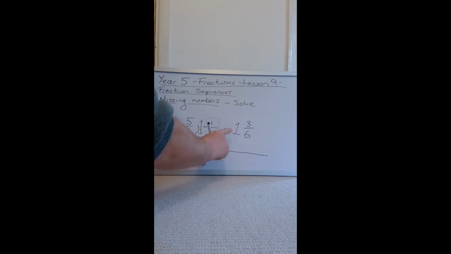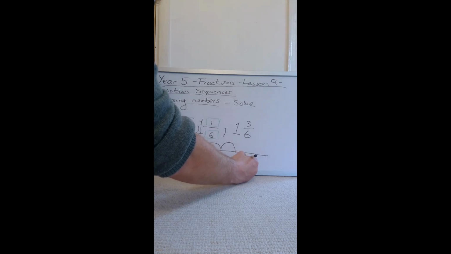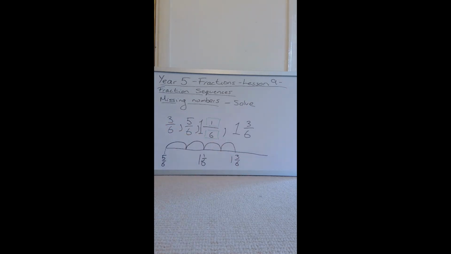And then if we're correct, and we want to double check, 2 more jumps should take us to 1 3/6. Which goes from 1 1/6 to 1 2/6, and yep, 1 3/6. So we're definitely correct. Well done for getting that right.